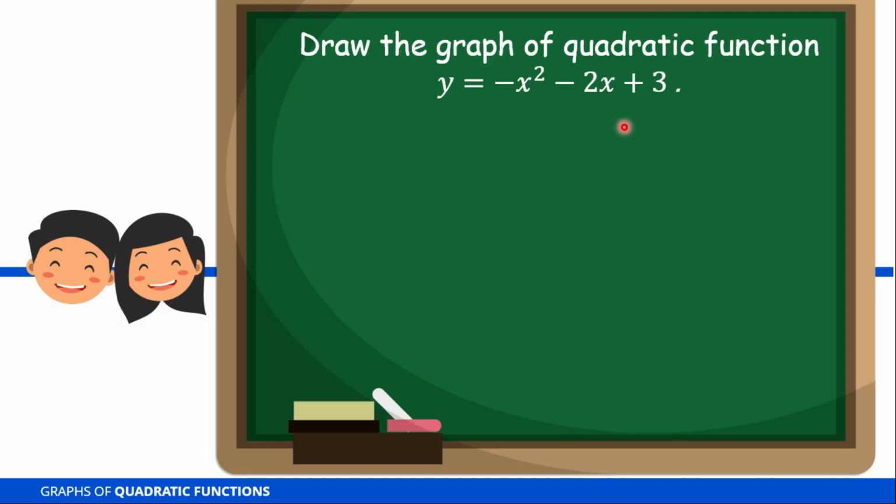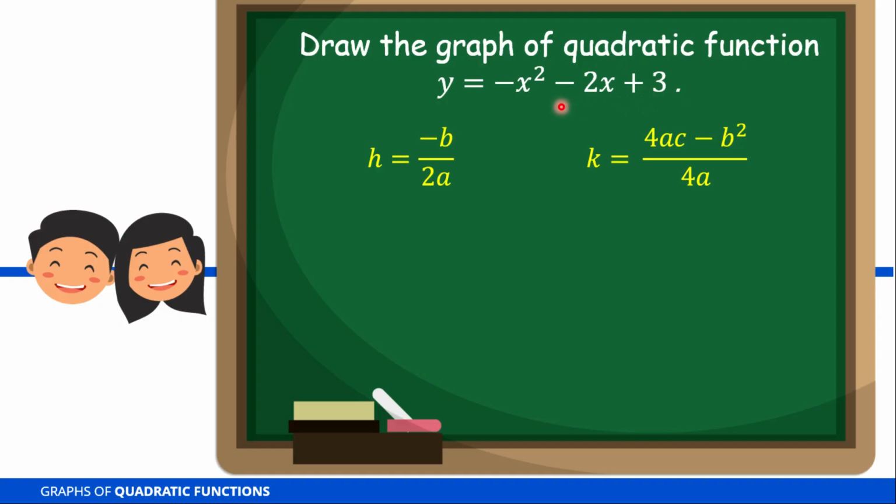Sa pag-graph ng isang quadratic function, una nating dapat kuhanin ay ang vertex. Ang vertex ay ang turning point ng ating parabola. And mahalaga na ang graph natin ay mayroong vertex or turning point. Gagamitin natin ang formula ng h and k sa pagkuha ng vertex ng ating given function dahil ito ay nasa general form. Ang a dito sa ating function ay negative 1, ang b ay negative 2, at ang c ay positive 3.